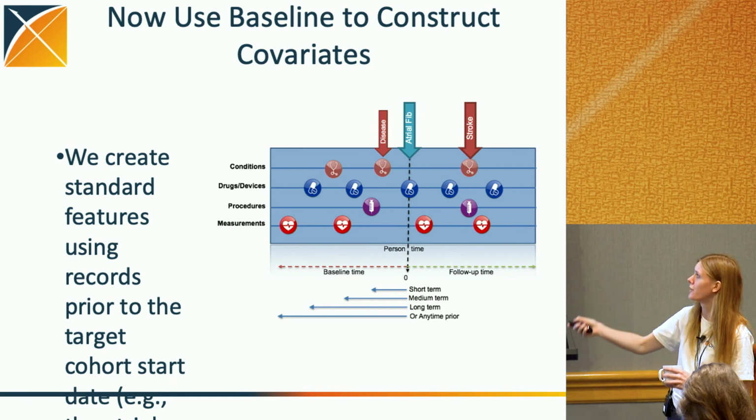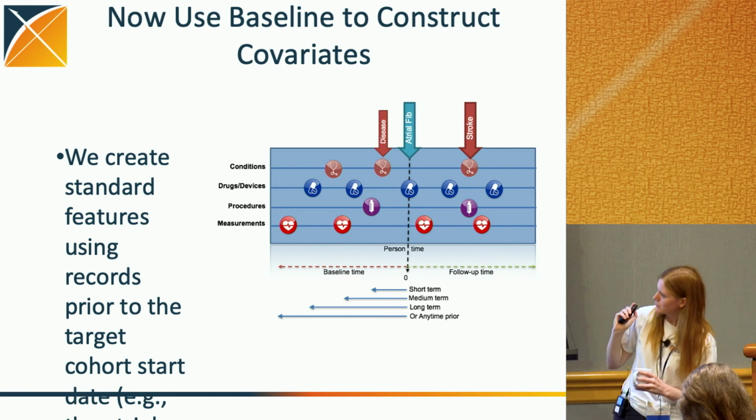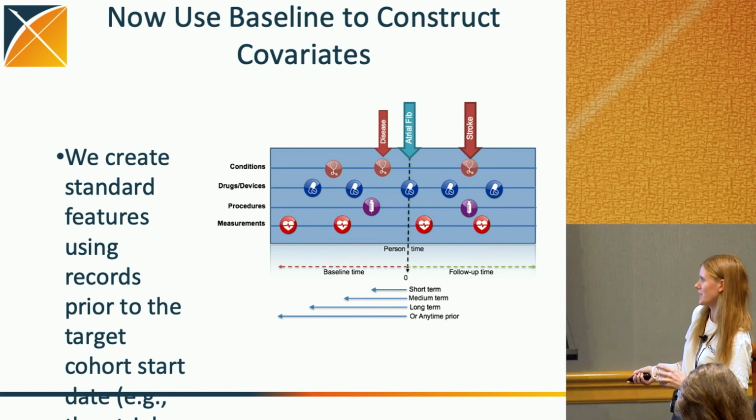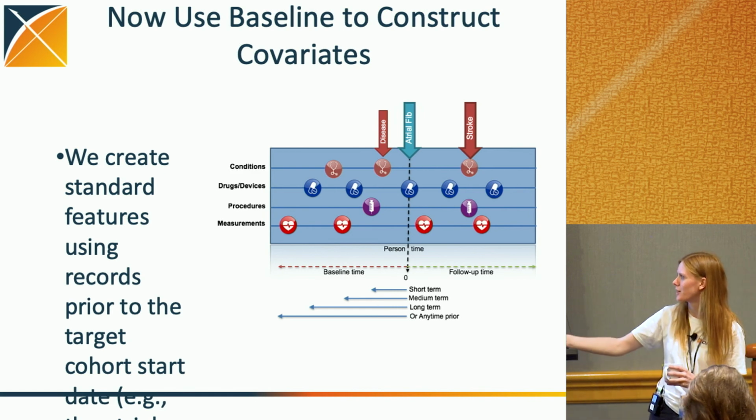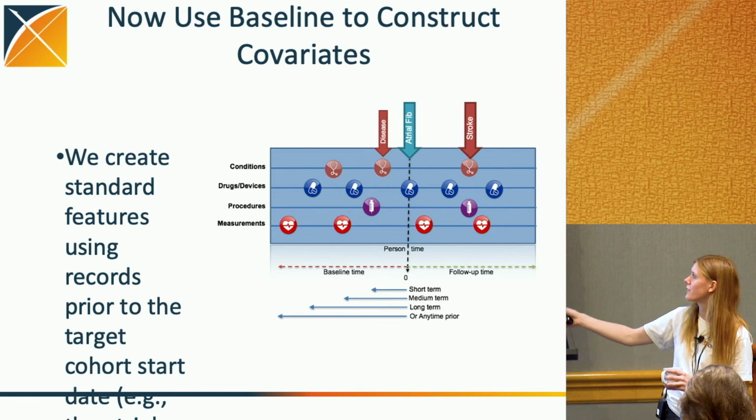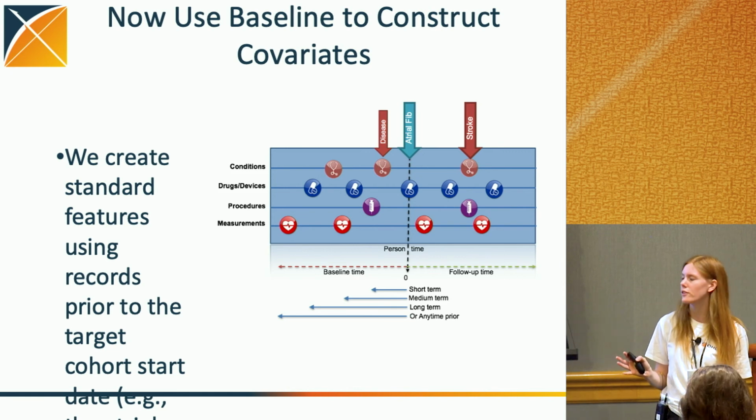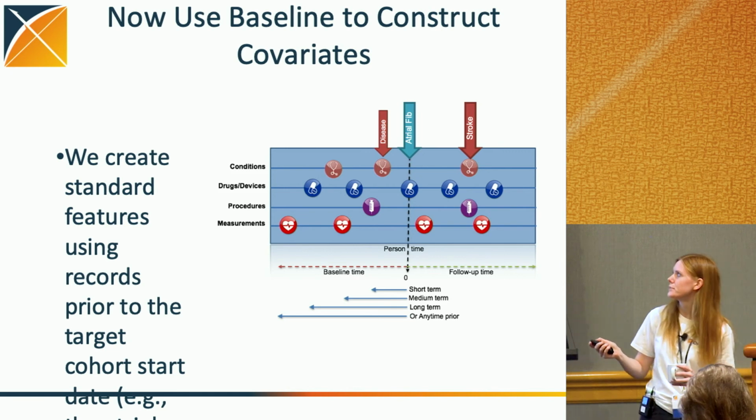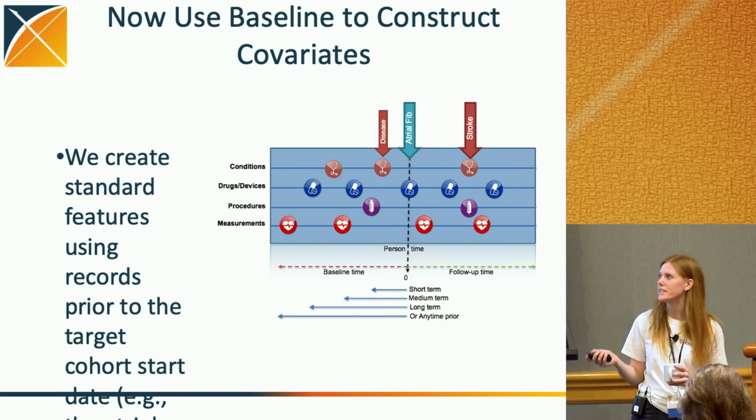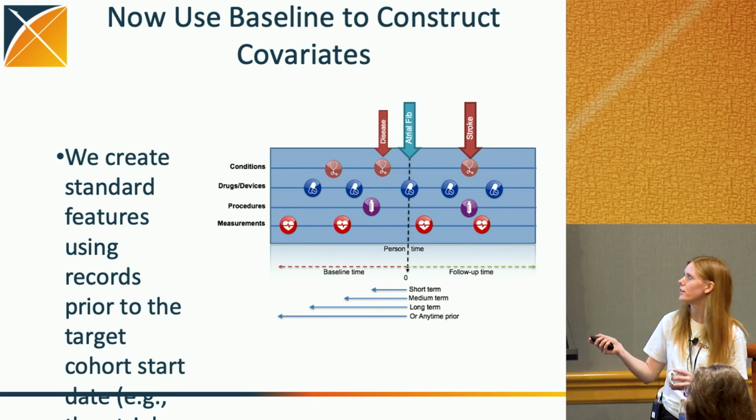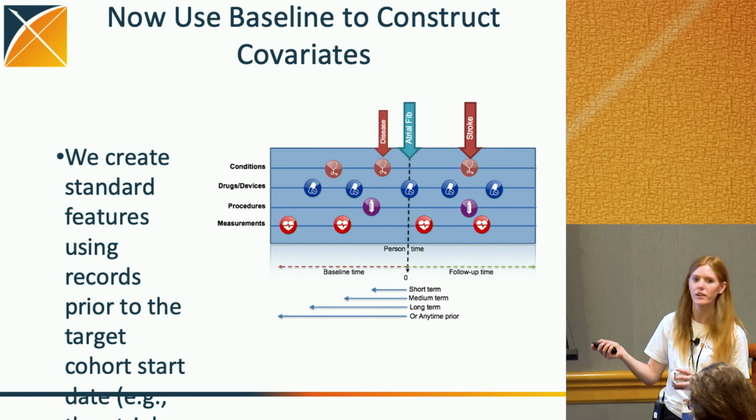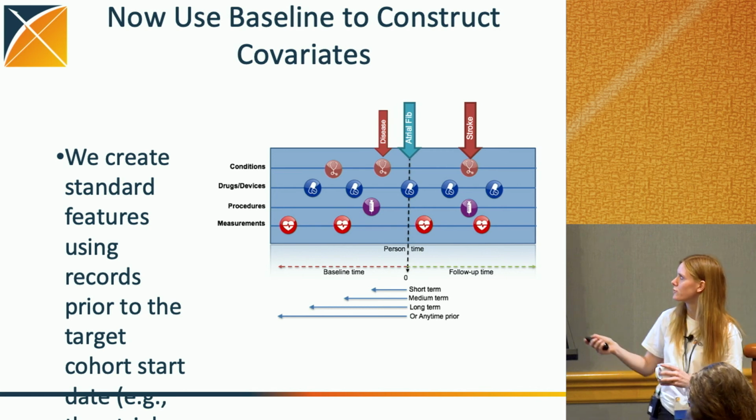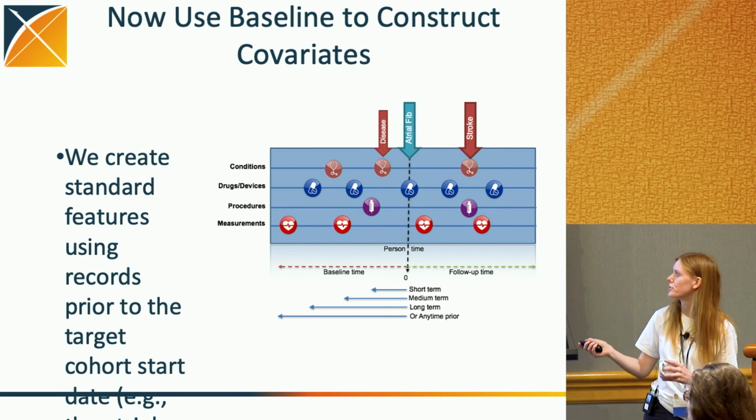And then the next bit is to create these covariates, which again, the slides have changed the text a little bit, but I'm going to be talking about this anyway. So with the covariates, we have lots of different ways of constructing covariates. They tend to be linked to the domains of the CDM. So you have a condition table in the CDM, you have drugs and device tables, you have procedure tables, and you have measurement tables. So for each of these domains, you can construct covariates.